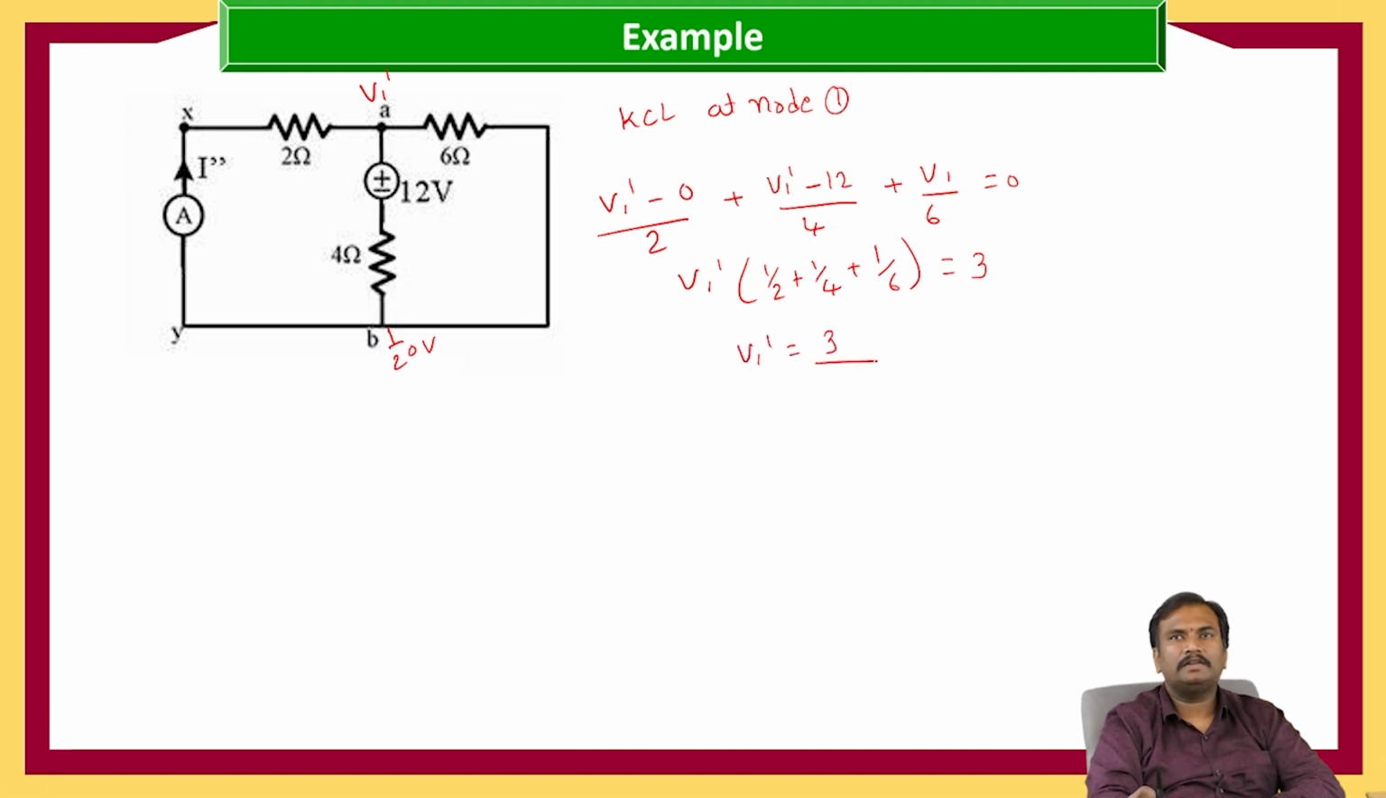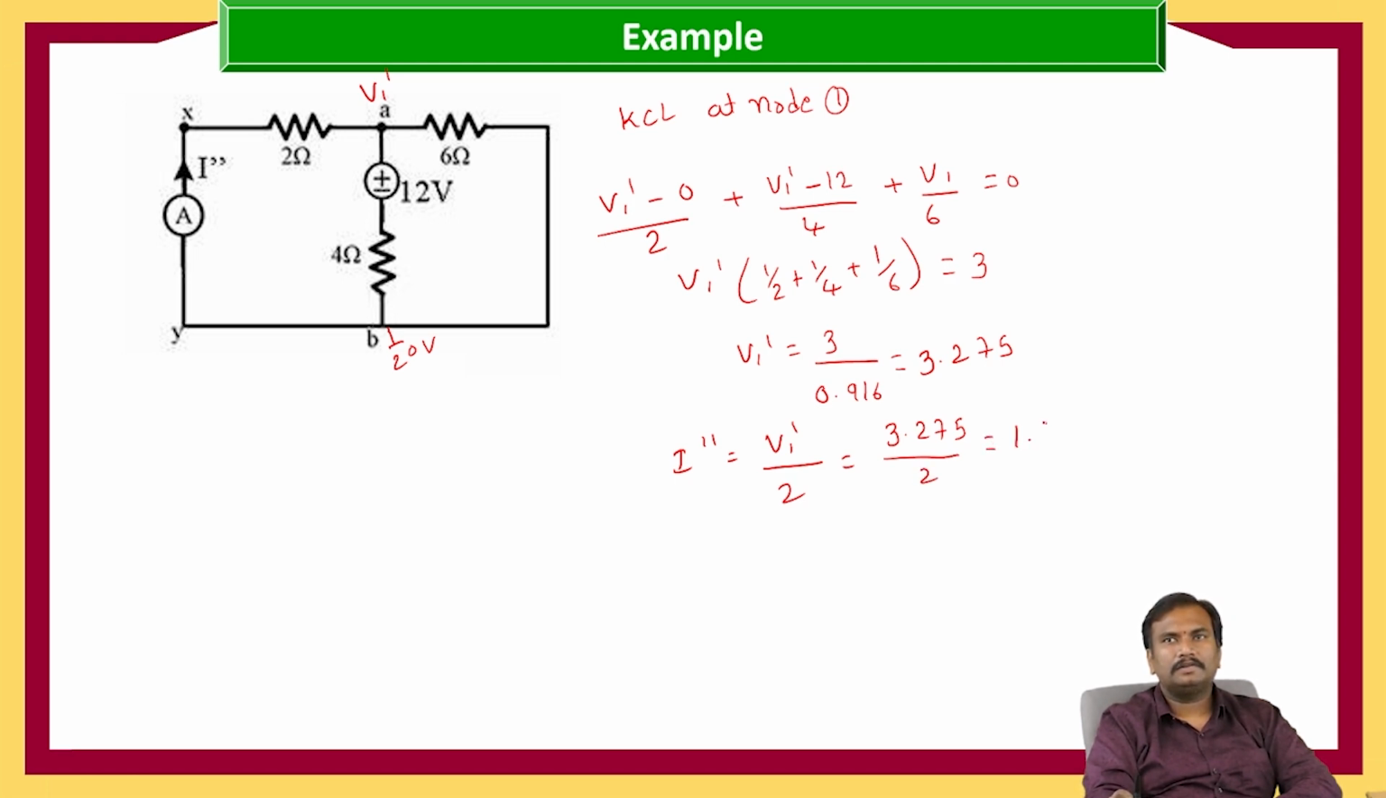V1 dash is equal to 3 by 0.916, 3.275 is the voltage we got at V1 dash. Now I double dash is equal to V1 dash by 2, that is 3.275 by 2, that is 1.637 amperes approximately we get. So here we got I double dash as 1.63, I dash as 1.63, I dash is equal to I double dash. Hence, reciprocity theorem is verified.